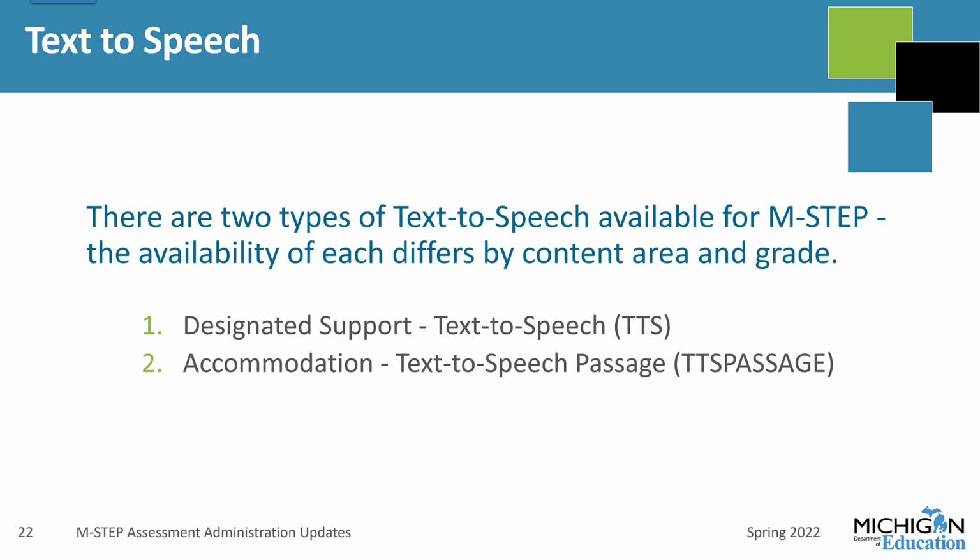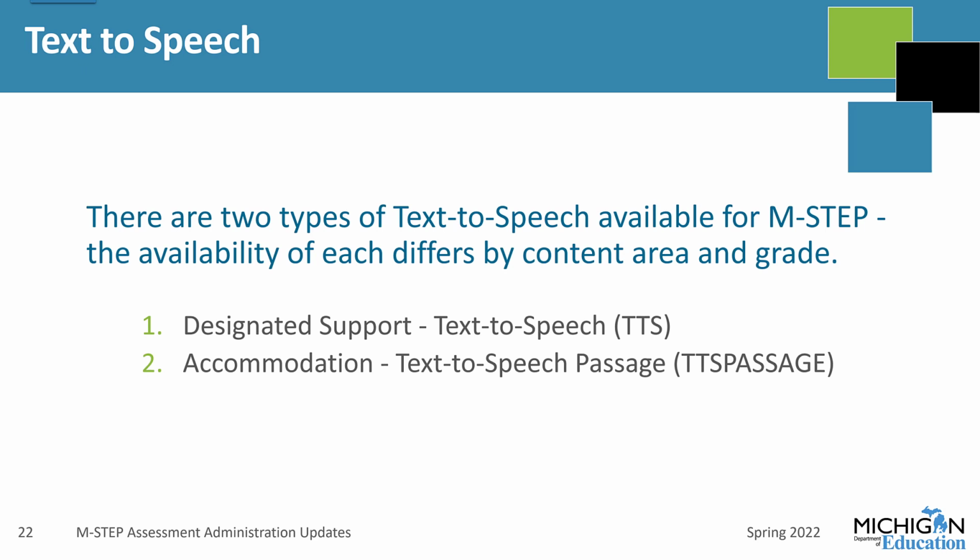To help clarify about text-to-speech or TTS, there are two different types of TTS: TTS for items only, or just TTS, and TTS Passage. TTS is a designated support. It reads only the items on the test and can be assigned based on the specific need of the student. TTS Passage is an accommodation that is available for grades 6 and 7 ELA only. TTS Passage reads the passages and the items.